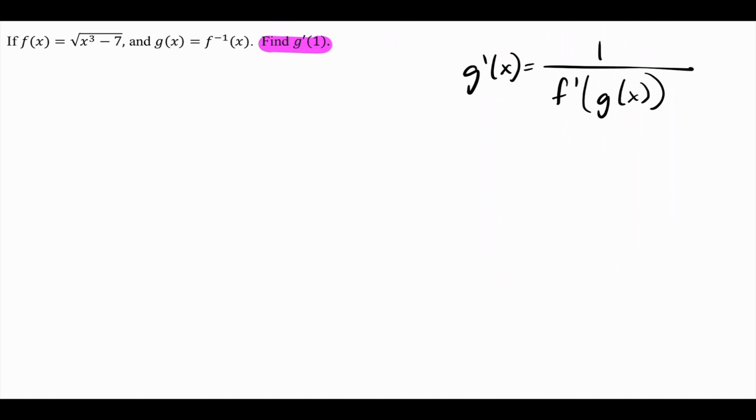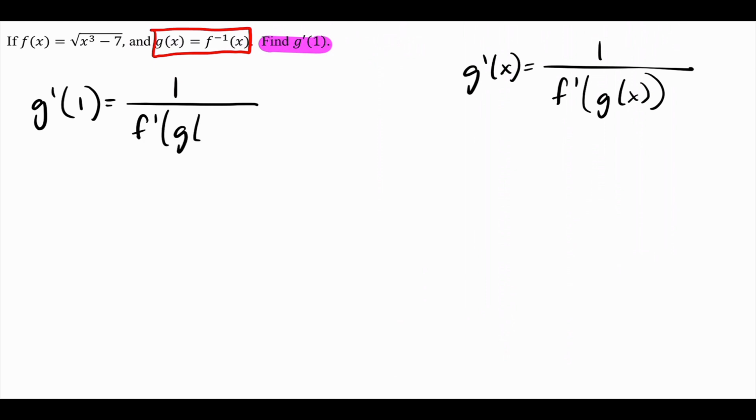Now, what is G, though? G is the inverse. So G is the same thing as F's inverse. Okay. And then they want me to plug in 1. All right. So let's do the same thing. Let's set it up. G prime of 1 equals 1 over F prime G of 1. Everywhere there was an X, I plugged in a 1.